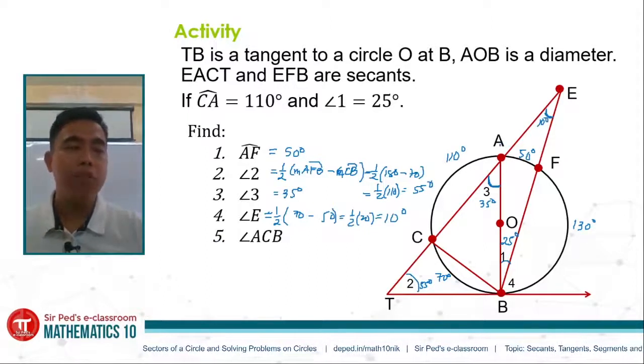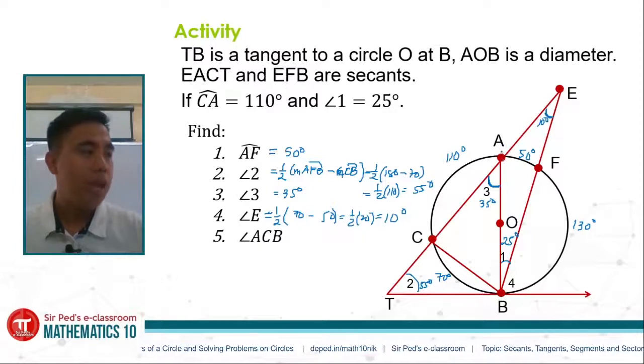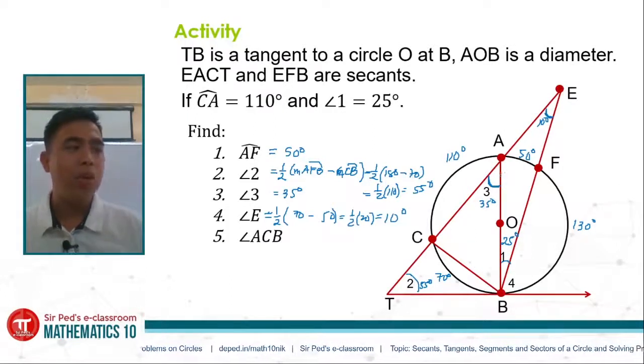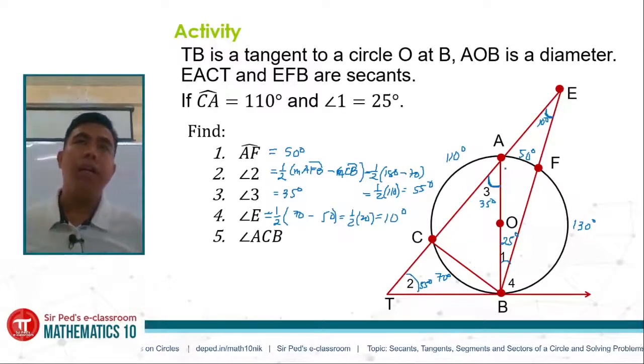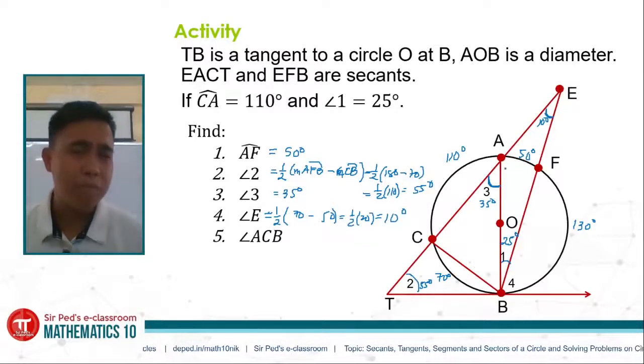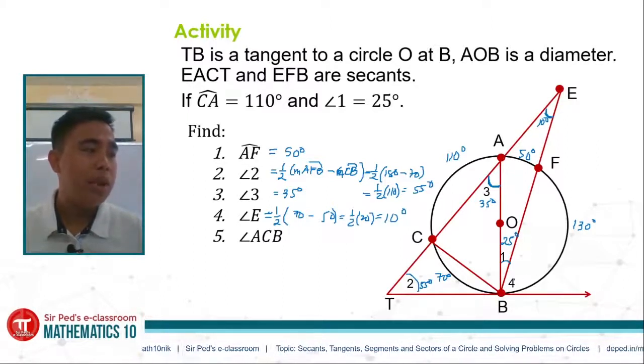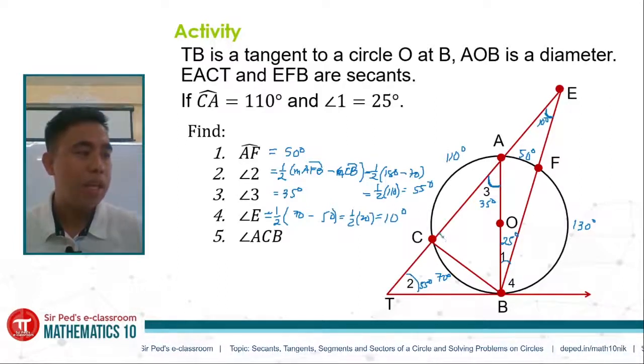The measure of angle ACB. So, ACB. It is also an inscribed angle. But what is so special in this? The intercepted arc is a semicircle. So, since that is a semicircle, then this is a right angle. So, it is 90 degrees.